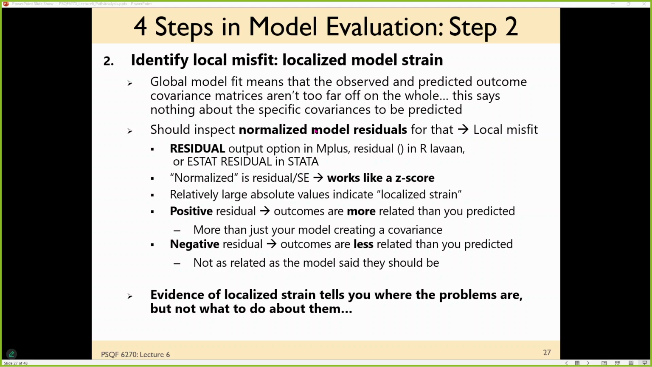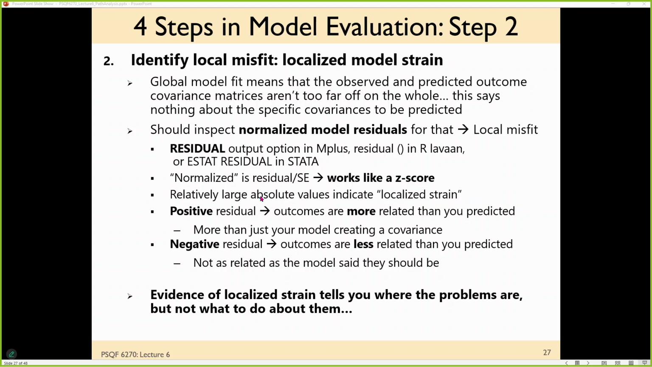There are various ways to examine this. Local misfit is the term that's used for this. There is an option called residual in all 3 of the packages, so Mplus, lavaan, and Stata, and it provides essentially deviations between what the data say the correlation should be between 2 variables and what your model says it should be. And then it rescales those deviations into something akin to a z-score.